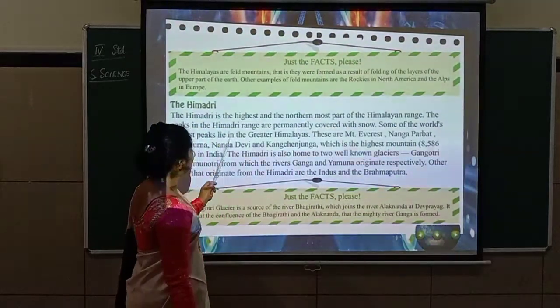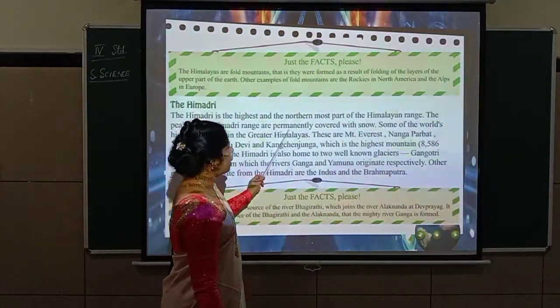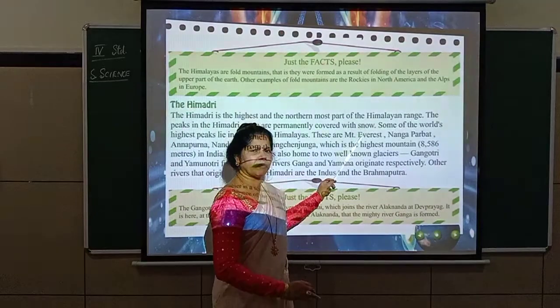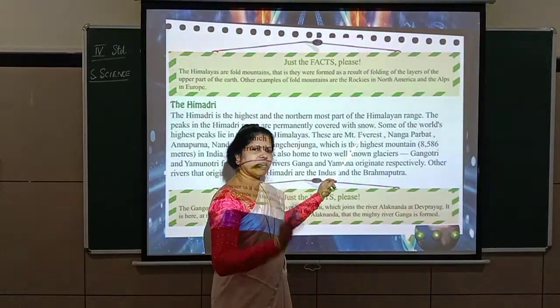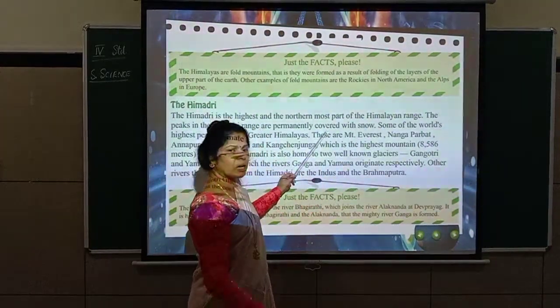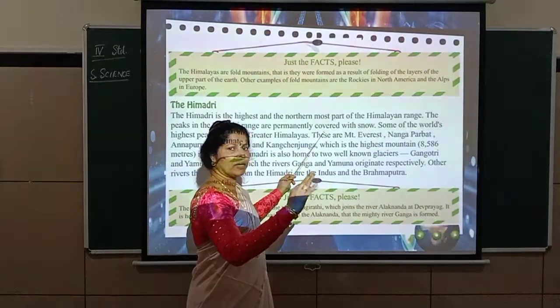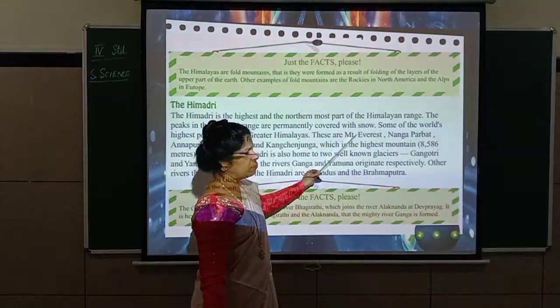The peaks in the Himadri range are permanently covered with snow. Every time throughout the year, you see, it is always covered with snow. Why? Because it is at the northernmost part and the topmost part of the Himalayas.